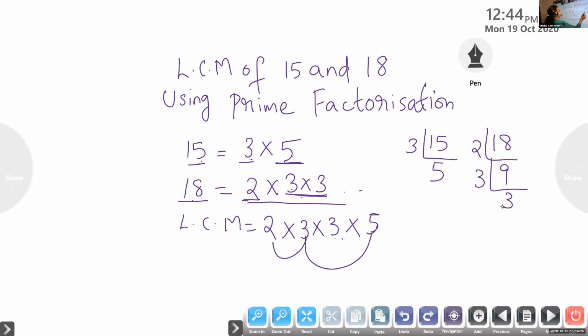Okay, children. So you can use division method like this, or you can draw factor tree, but you have to write the numbers 15 and 18 as the product of prime numbers. 15, we can write 3 into 5. 18, we can write 2 into 3 into 3. Now, LCM means we have to take the maximum number of times each is repeated: 2 is repeated 1 time, 3 is repeated 2 times, and 5 is 1 time. So the answer is what? Agnes told me the answer. What's the answer? 90.